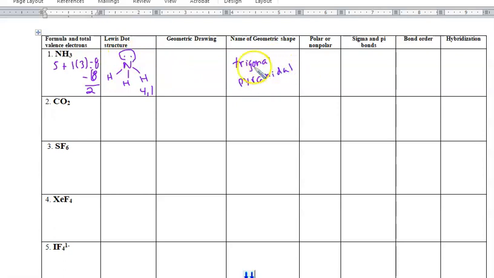Trigonal pyramidal. It is polar, and you're welcome to on your test just put P. P for polar and NP for nonpolar. I am fine with that. This has 3 sigma bonds. It had some clouds, but I'm not asking you to do the clouds. And no pi. It has a bond order. Well, it would be 3 divided by 3, so it has a bond order of 1. And the hybridization needs 4 spots, so it needs 1 S and 3 P's. So that's what you would be putting on your test.